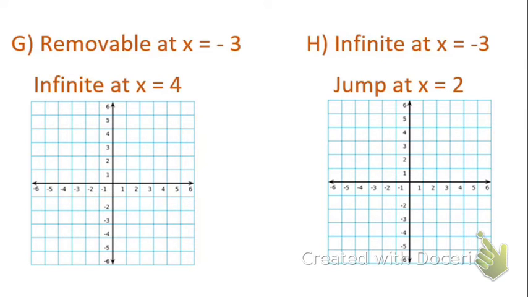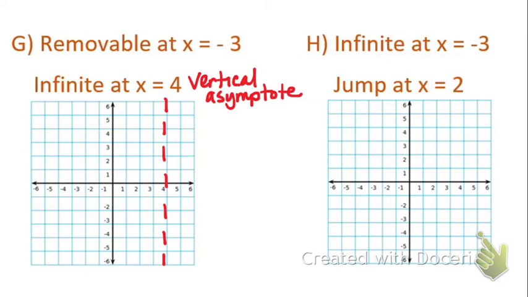So when you see infinite, I automatically draw a vertical asymptote at +4. So I'm going to draw that in. And remember, I said with the vertical asymptote, you just have to show you're approaching infinity or negative infinity at that point. So I'm going to draw a graph that on both sides is going down.